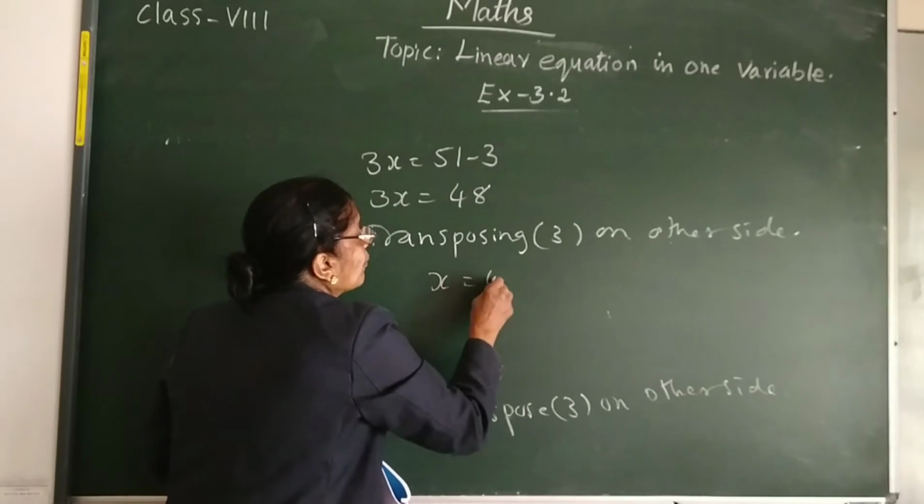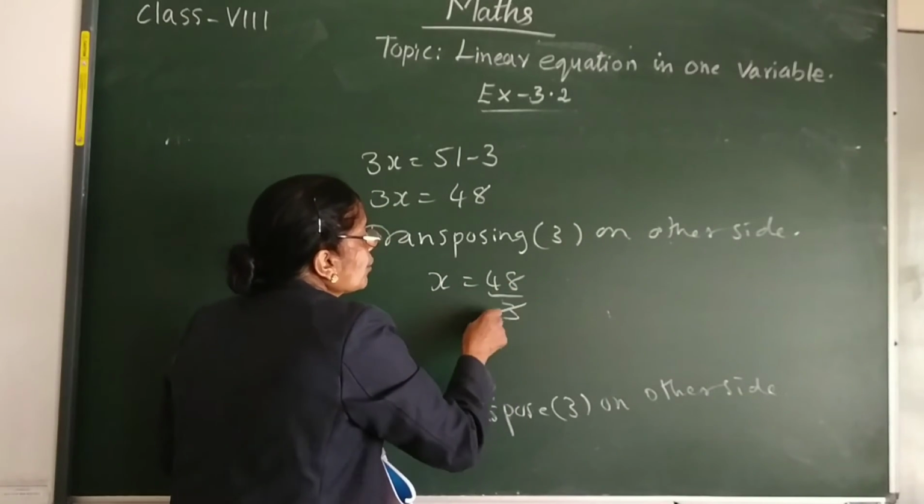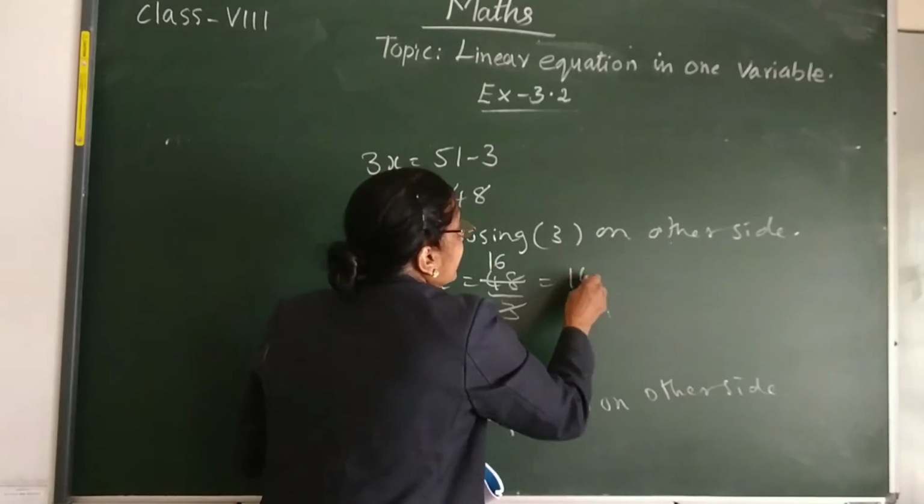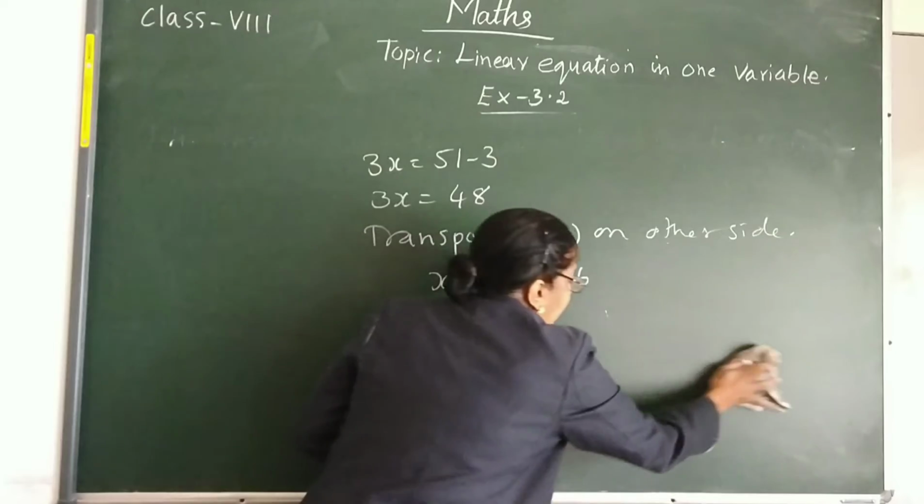x is equal to 48 by 3. So what will we get? 3 ones are 3, 3 sixes are 18, so it is equal to 16. So you got x as 16.